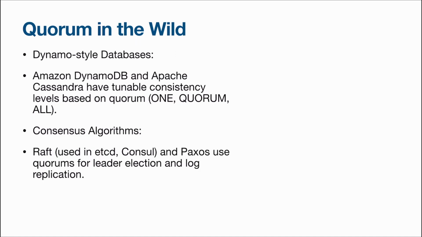Let's learn a bit about Quorum in the wild, where quorums are used in real world scenarios. So Amazon DynamoDB, Apache Cassandra have tunable consistency levels. We need to understand the Raft and Paxos. These are different algorithms that are used for quorums, for leader election and log replication. We can understand them in a later video.